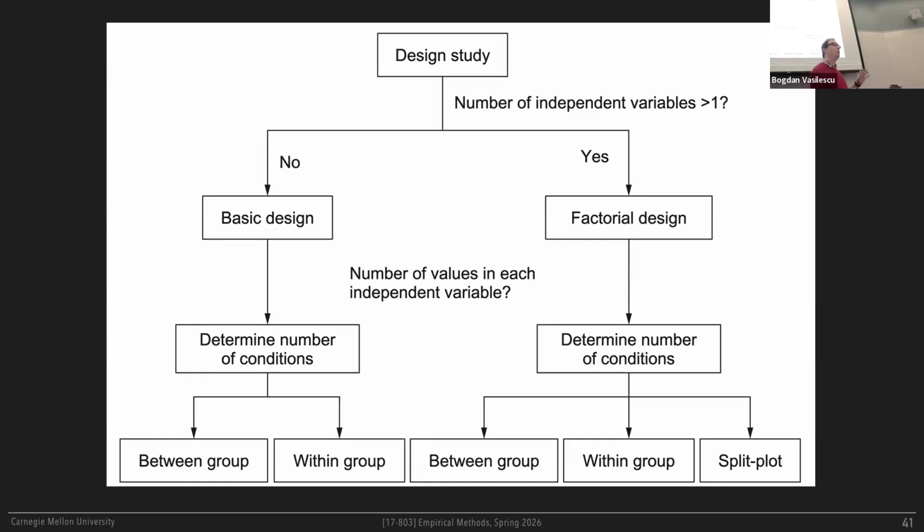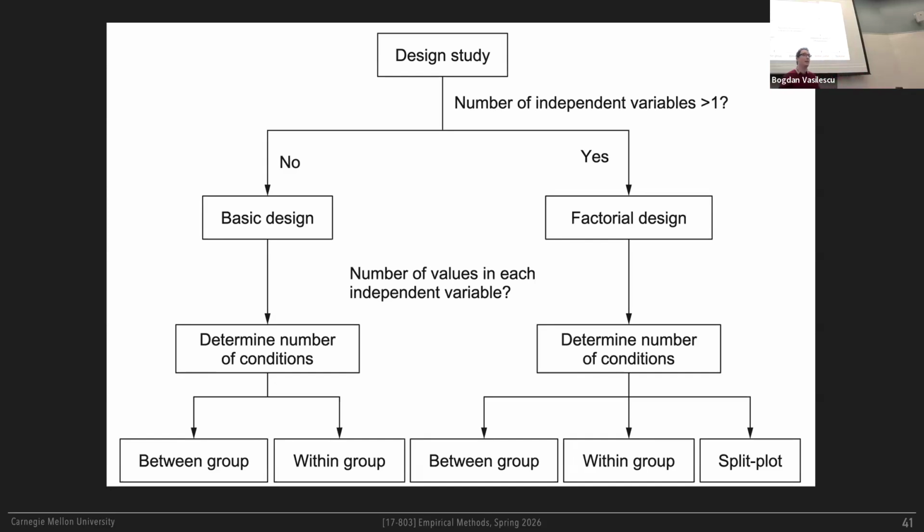So between group, or between subjects, means people do one thing and one thing only. So if you have two conditions that you want to test for, each participant is tested only in one of the conditions. So that means you need more participants to be able to test all these conditions between subjects or between group.